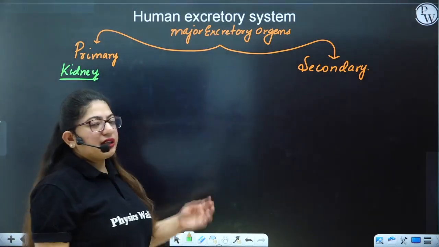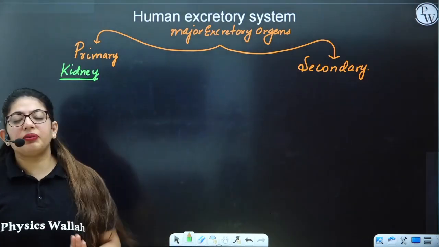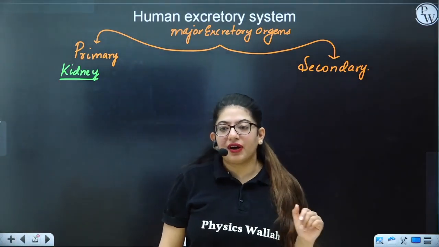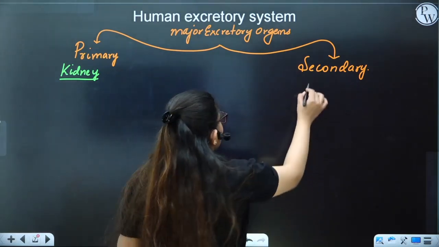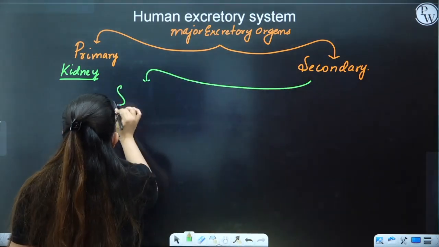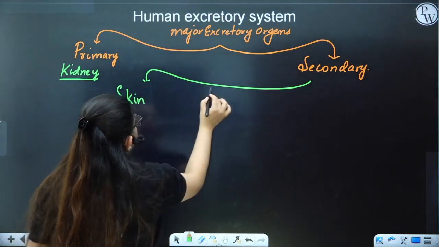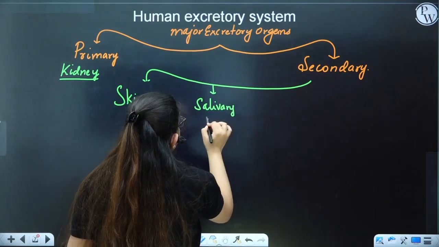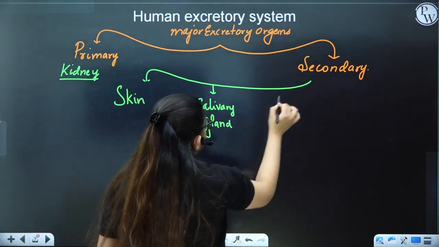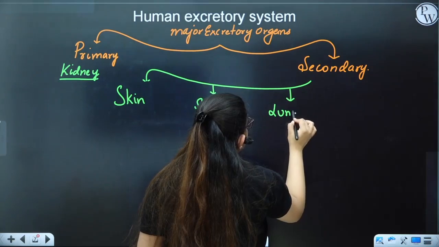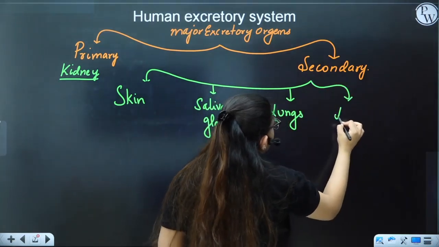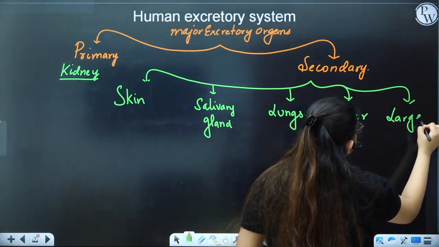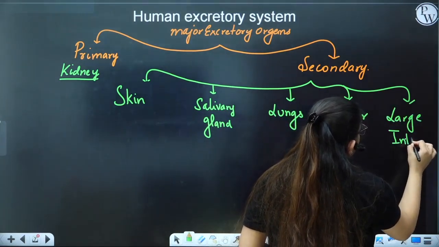And with the kidney, there are certain other associated structures that we will be studying in later sections. Then we have the secondary ones. What are these? For example, we have skin, salivary gland, lungs, liver, and large intestine. So, these organs also play some role in excretion apart from the kidney.